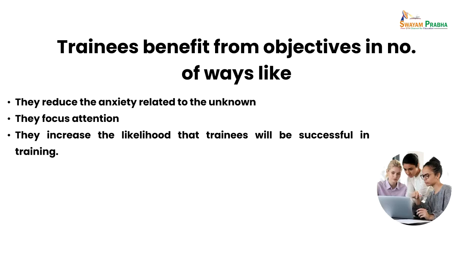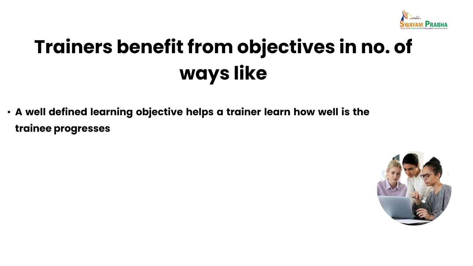Now, we all are very well aware of the fact that there is a training mechanism, and trainees can really benefit a lot from the objectives which they have set in place in a number of ways. To name a few, they are instrumental in reducing the anxiety related to the unknown, because they know everything in advance. This focuses their attention on certain key takeaways and key objectives which they are expected to know. They increase the likelihood that trainees will be successful in the training.